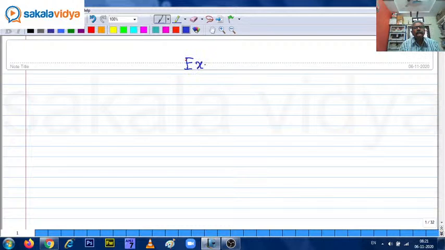Exercise 14.2 of statistics, sixth problem. Good morning all. First, all of you note down the question.